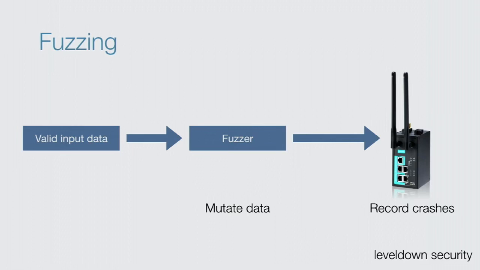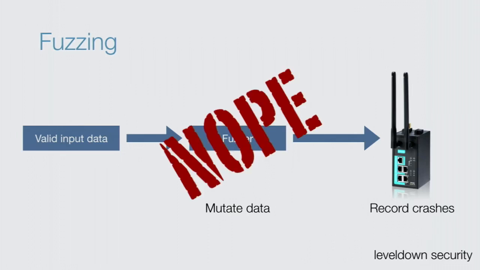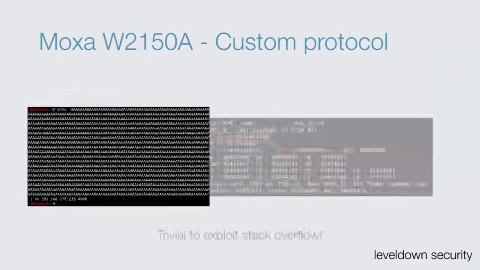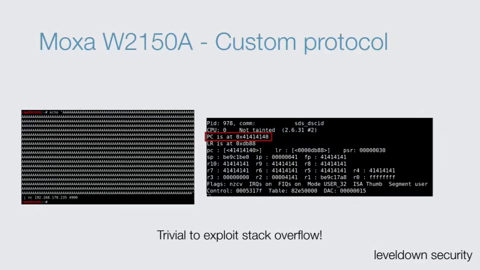But this turned out to not be necessary, because while developing this fuzzer, I accidentally sent too much data to the device. I basically made a small mistake in my loop, my packet was too long, and guess what happened when I sent a lot of A's to the device? Obviously, stack overflow, our program counter is set to AAAA, and we basically have a trivial to exploit stack overflow in like half a day of exploit development time.